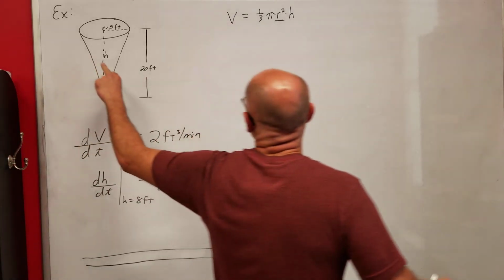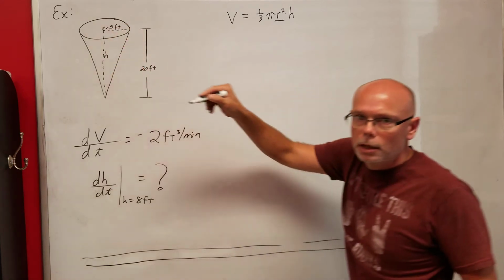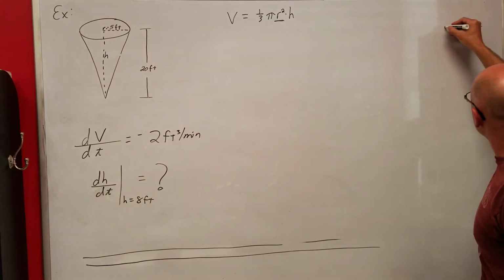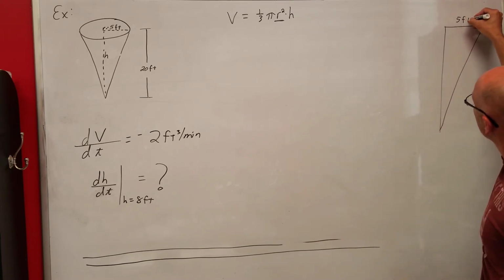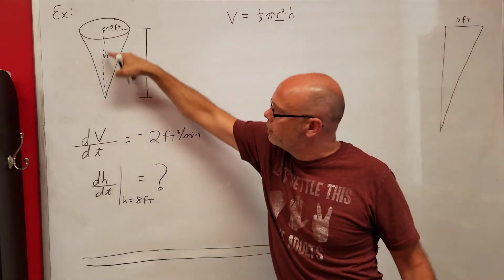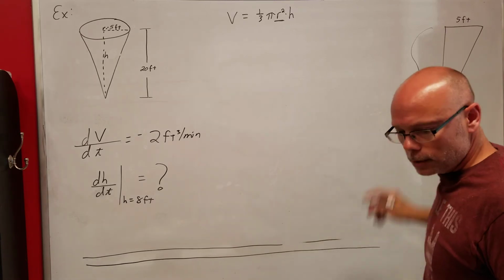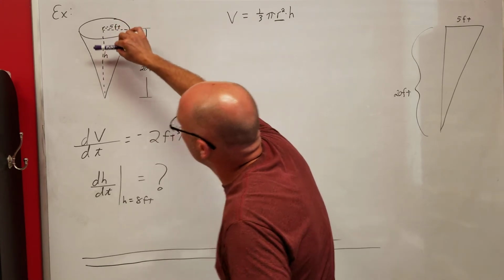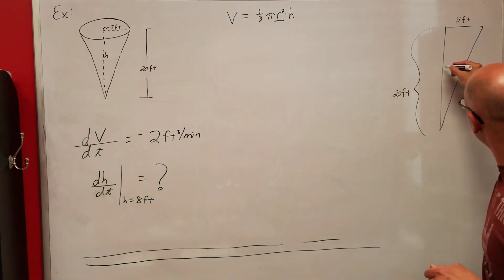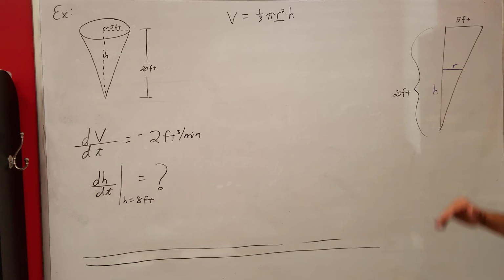So let's see. What I'm going to do is draw this triangle portion of my cone over there. This was 5 feet, we said. What is the height right here? 20 feet. And I'm thinking of water running out of this cone, okay? So at some point you're going to have a radius right here and another height here, another radius and another height for that water level, right?